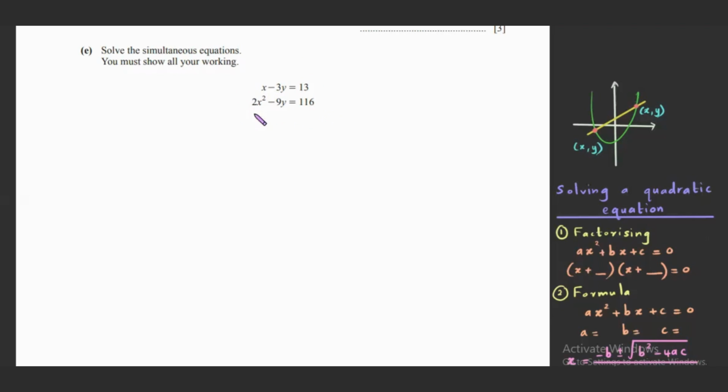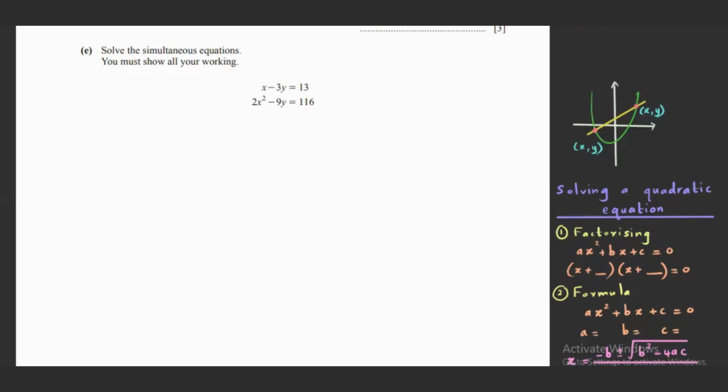To solve simultaneous equations means that the quadratic curve and the straight line intersect at 2 points. So the coordinates of those 2 points are what we are supposed to find. Like you can see here, this is a quadratic curve. This is a straight line graph. The two graphs are intersecting at 2 points. The coordinates of those points of intersection is what we are supposed to find when a straight line graph and a quadratic graph are supposed to be solved in the form of simultaneous equations.